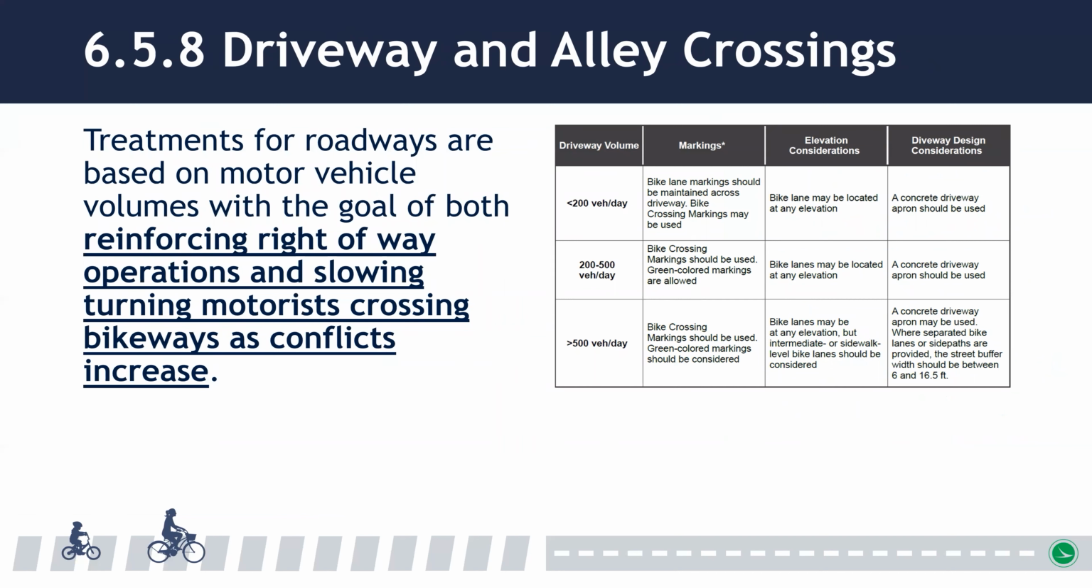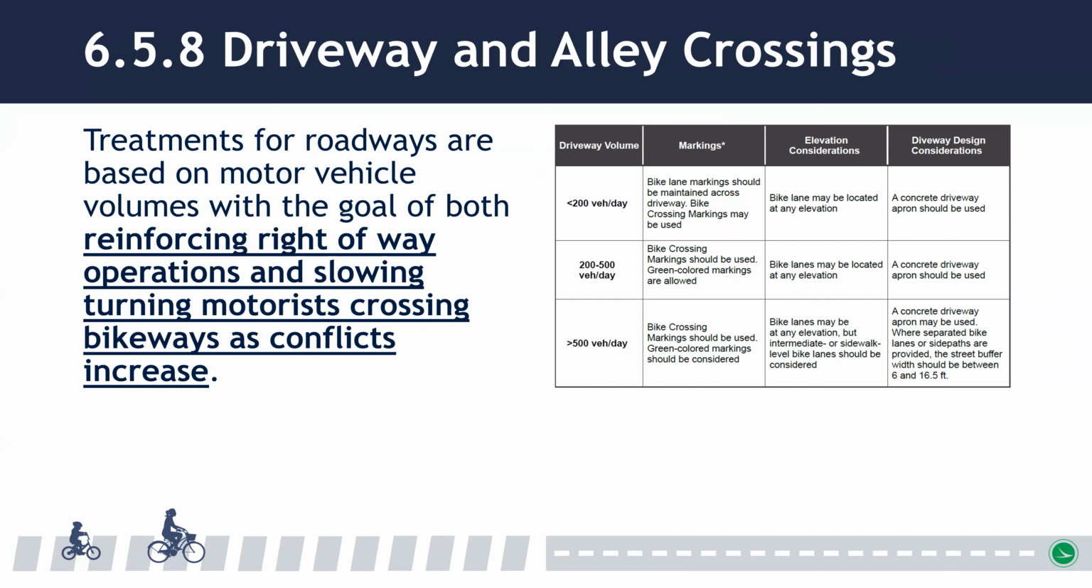The final subsection that we wanted to highlight is for driveways and alley crossings. As shown on the table on the slide, guidance is provided in the MDG for recommended pavement markings, bikeway elevations, and driveway design treatments based on the number of motor vehicles using the driveway.